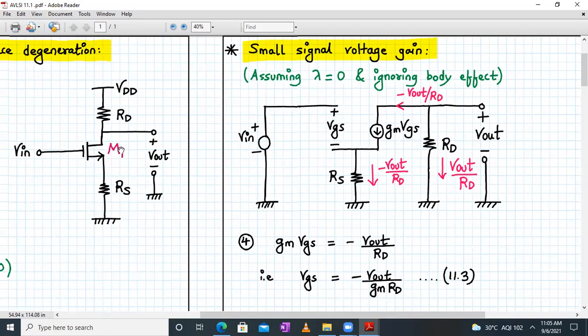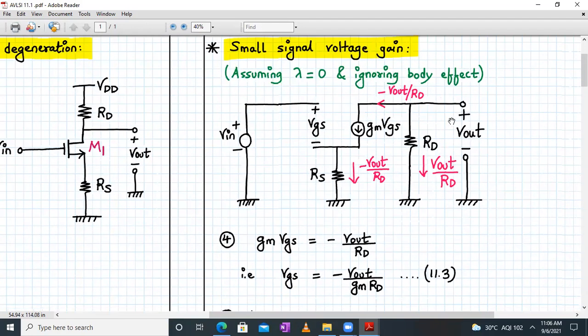So we'll replace this M1 with my small signal model consisting of VGS between the gate and the source. Then we have gm times VGS connected between the drain and the source terminal. And the rest of the terminals come from here. At the gate terminal, we have V in. At the drain terminal, we have a resistor RD going to the ground. And at the source terminal, we again have a resistor RS going towards the ground.